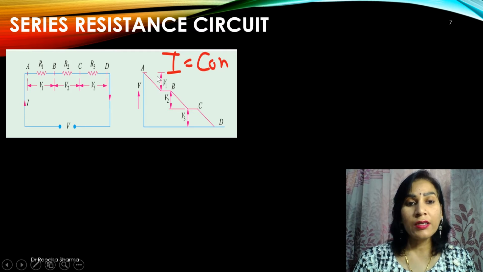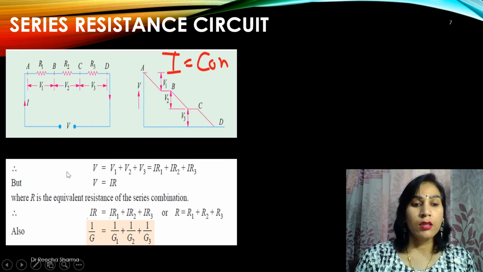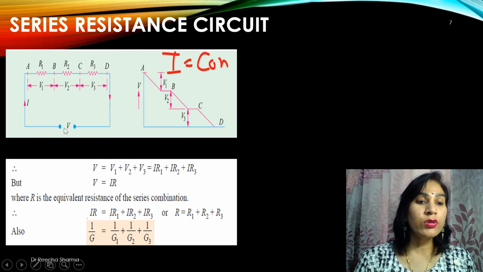The current is the same in all the resistances R1, R2 and R3. This shows that from A to B we have voltage V1, B to C we have V2, C to D we have V3, and current I is constant. We can write the total voltage V as equal to V1 plus V2 plus V3, the voltage in R1, voltage in R2 and voltage in R3.